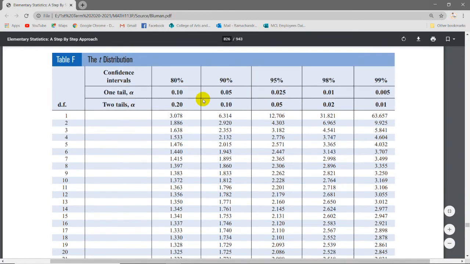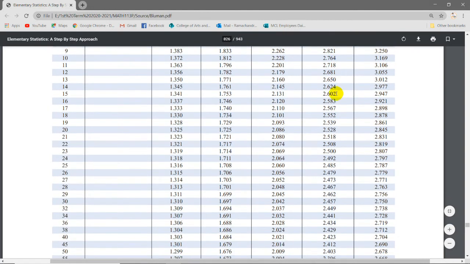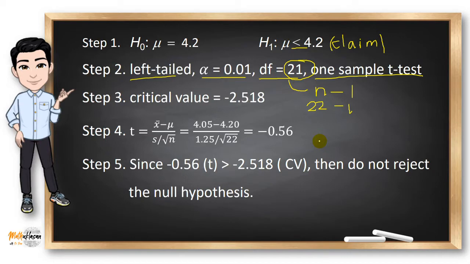Using the t-distribution table, I'm going to look at this column because we have a one-tailed test and the alpha level is 0.01, so I'm going to use this column. And now, by looking at 21, which is our degrees of freedom, the critical value is 2.518 according to the table. But we have a left-tailed test, so it should be negative 2.518. By using the t formula or test value, or the formula for the t-test, we'll get negative 0.56.